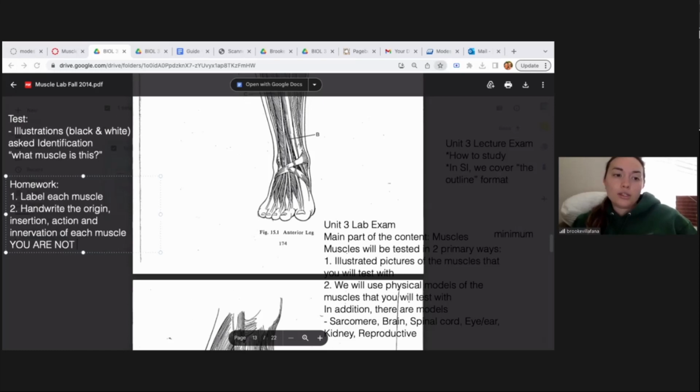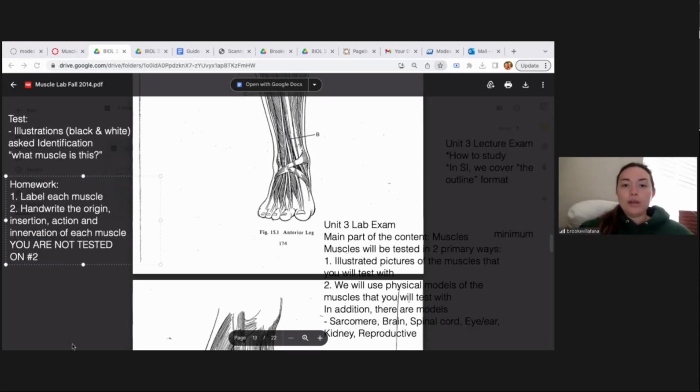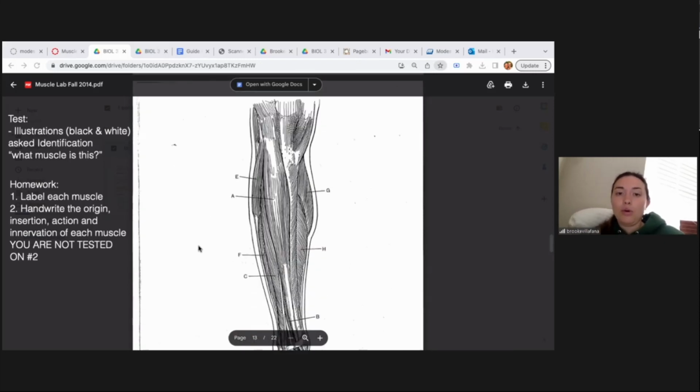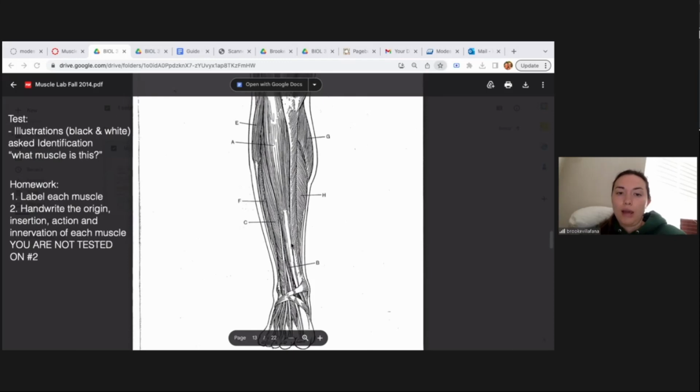You are not tested on number 2. Is everybody following me? You have to do this work for the packet to get 25 points, but you will not be tested on the origin, insertion, action, innervation. You just have to do it for the packet, okay?